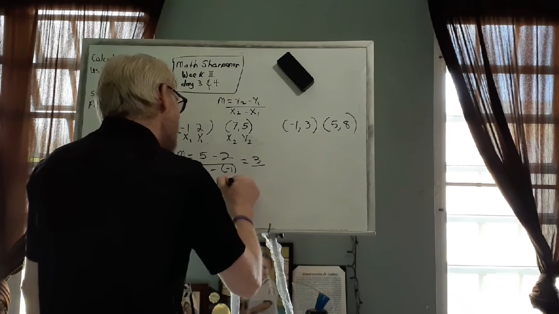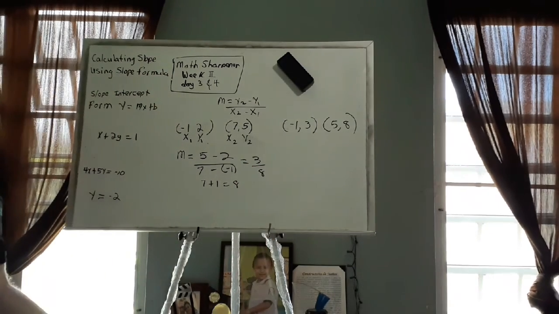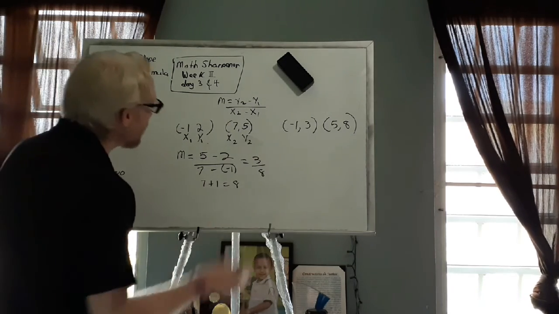7 plus 1 is 8. So the slope is 3/8. And that's how you do it, okay? Very simple. Let me recap it. So we have our ordered pairs.